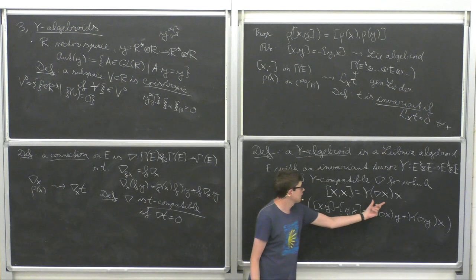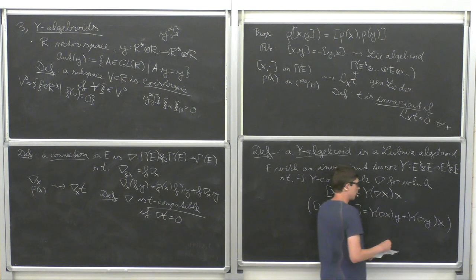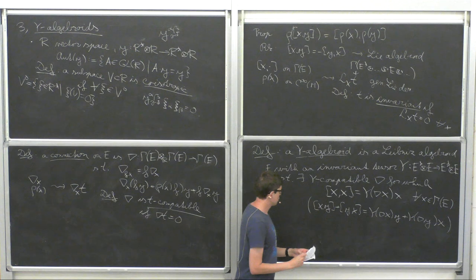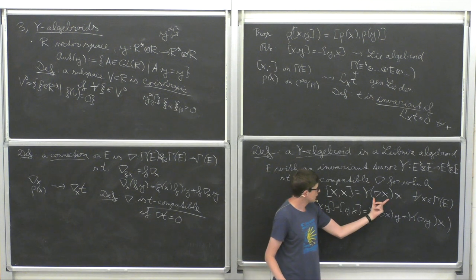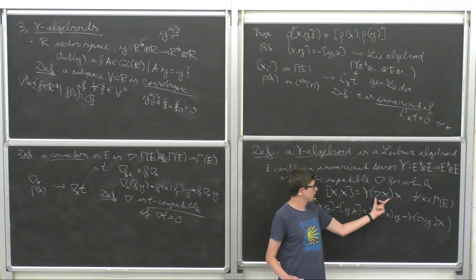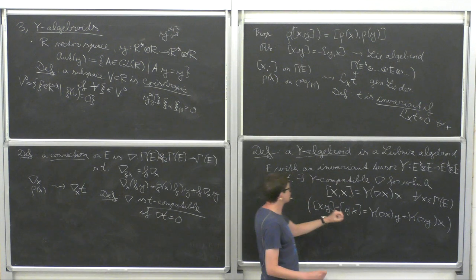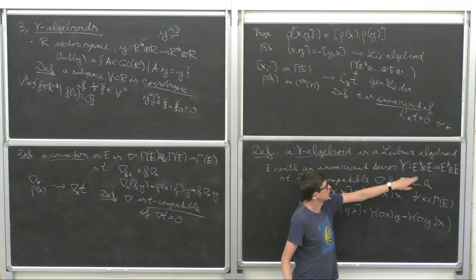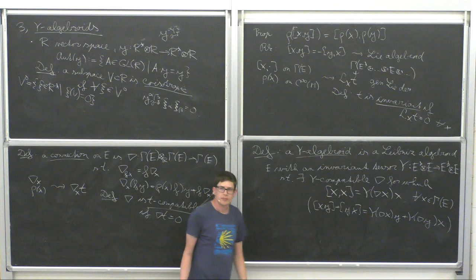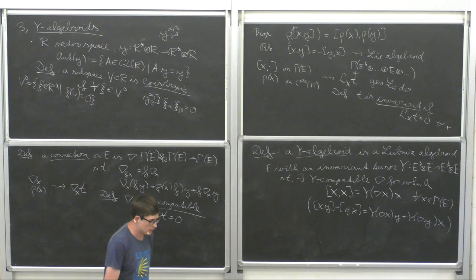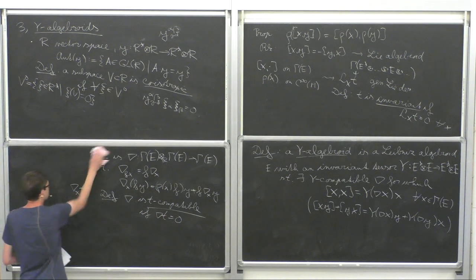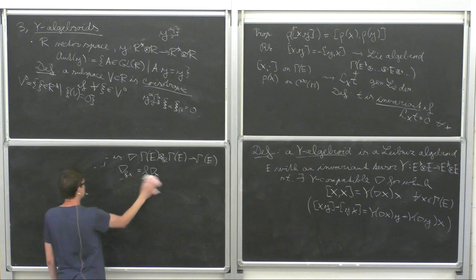So the meaning here is that you take X, any section of E. The left-hand side is a section of E again. There's a free slot for the connection, so the result of this is a section of E star tensor E, which is precisely what this Y needs to eat. And it produces another endomorphism, and then you act with that endomorphism on X again. Okay, so this is our definition, which is rather different from definitions you normally see for Courant algebroids, Lie algebroids, or these kind of things.